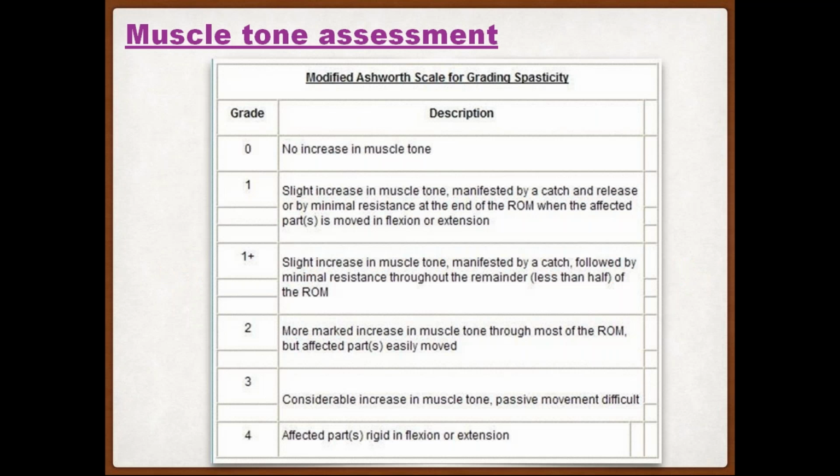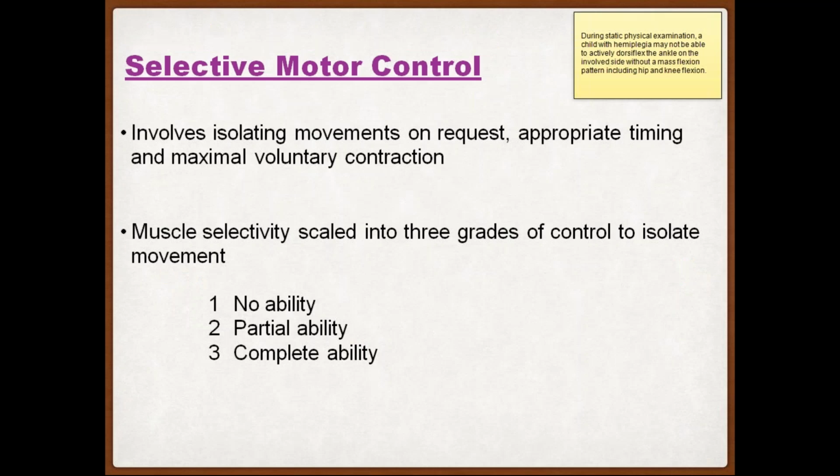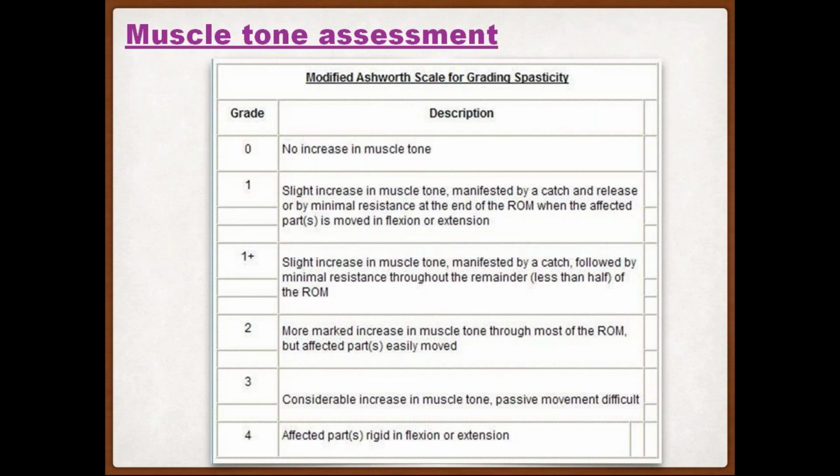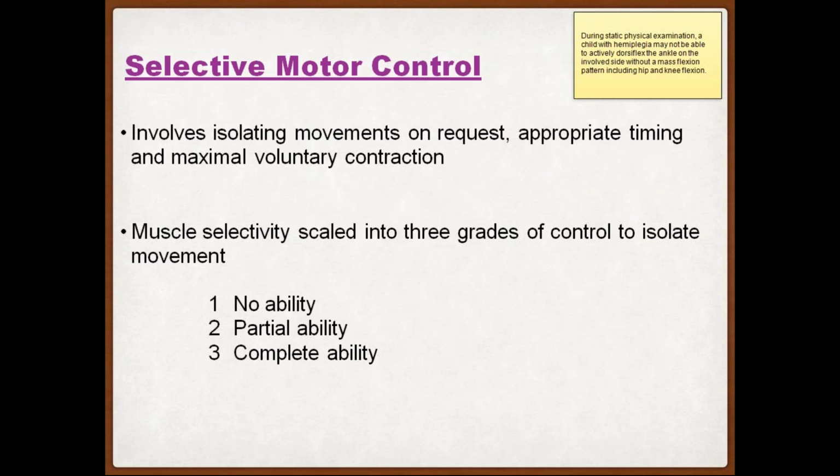This is the muscle tone assessment. How to assess the muscle tone? 0, 1, 1 plus, 2, 3, 4. These need not require this much depth, but you should understand the minimum.